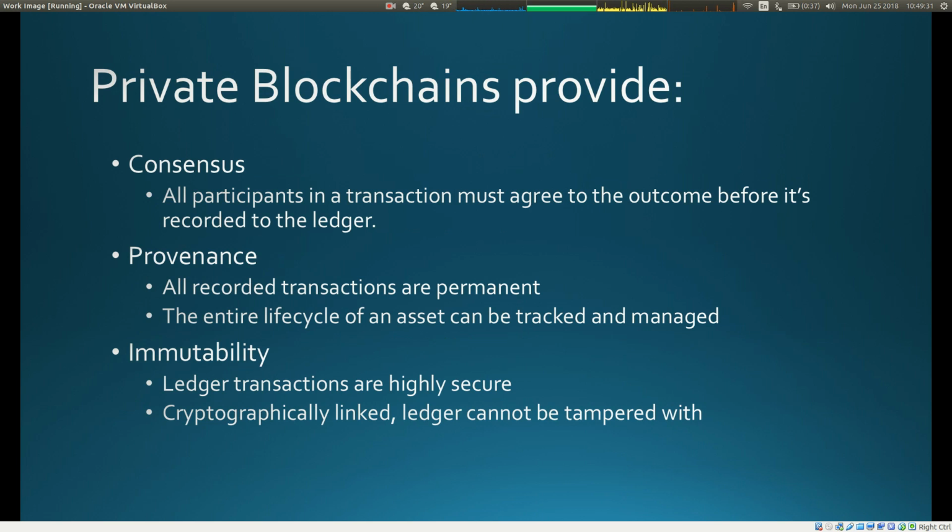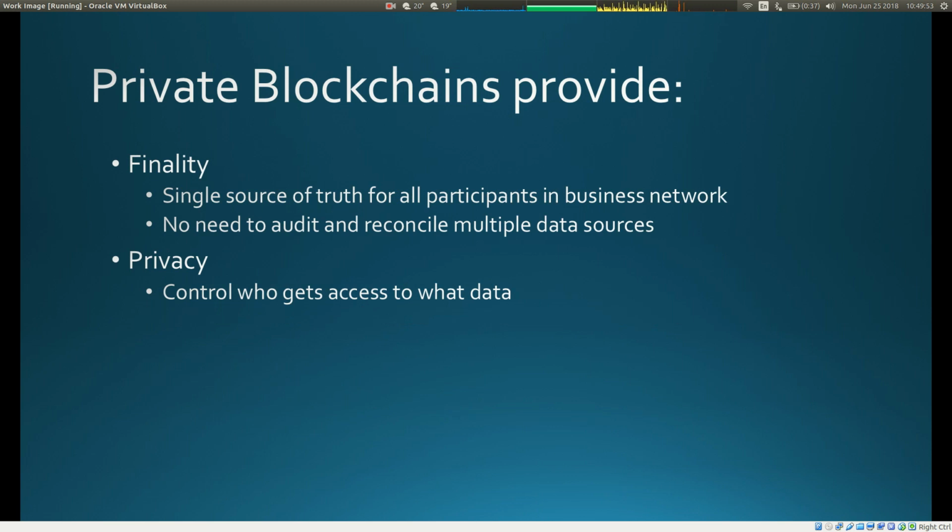So private blockchains provide some interesting benefits. They still provide us the benefit of consensus. All the participants in a transaction have to agree to the details of it before it's recorded to the blockchain. They give us provenance. We can see the entire life cycle of an asset through a solution like this. We get the same kind of immutability that we're used to in public blockchains.